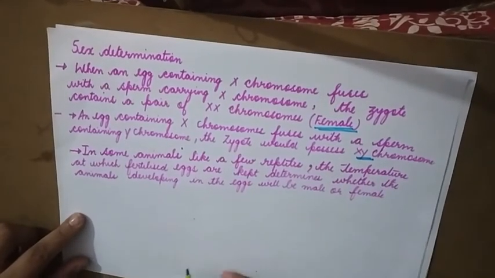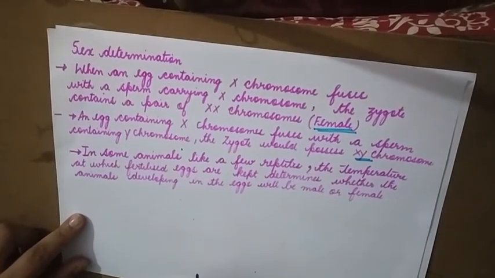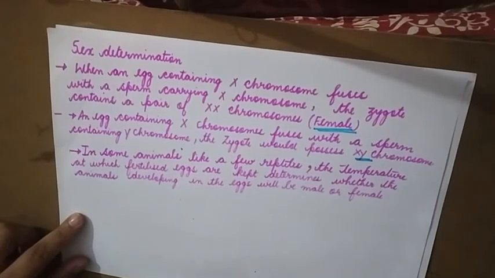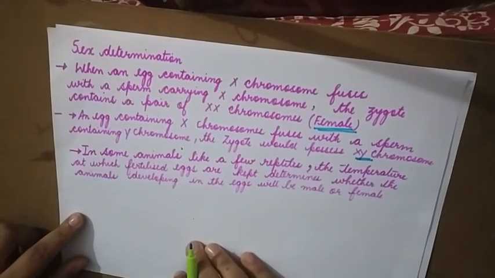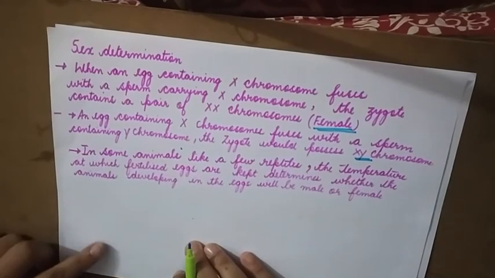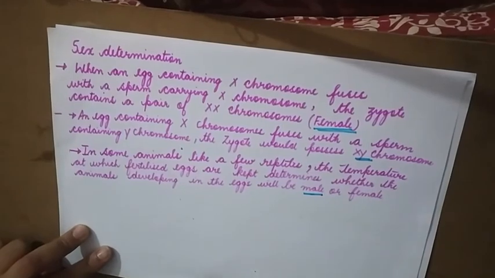Over here, the genes are controlling or determining the sex. In certain animals like reptiles, it is the temperature at which fertilized eggs are kept that determines whether the animal developing in the eggs will be male or female. If the temperature is very high, then it will be female. If the temperature is low, it will be male. It is seen in reptiles. So temperature determines the sex of the organism.